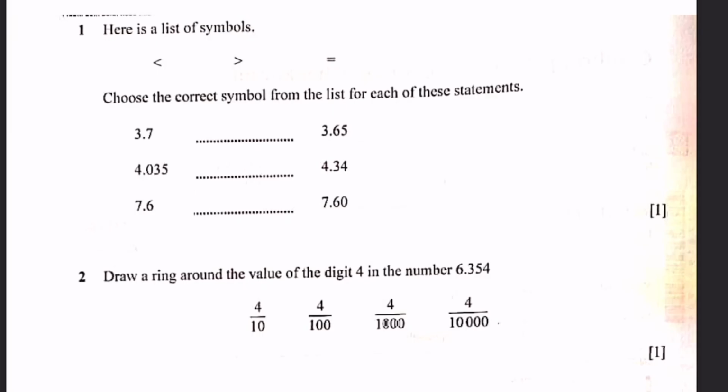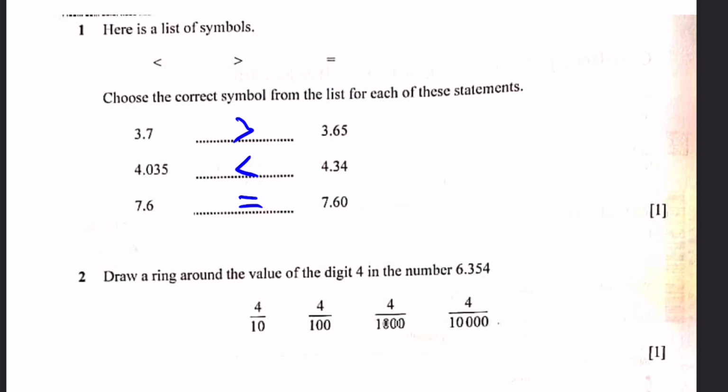Question 1. Here's a list of symbols. Choose the correct symbol from the list for each of these statements. 3.7 greater than 3.65, 4.035 is less than 4.34, 7.6 equals 7.60.